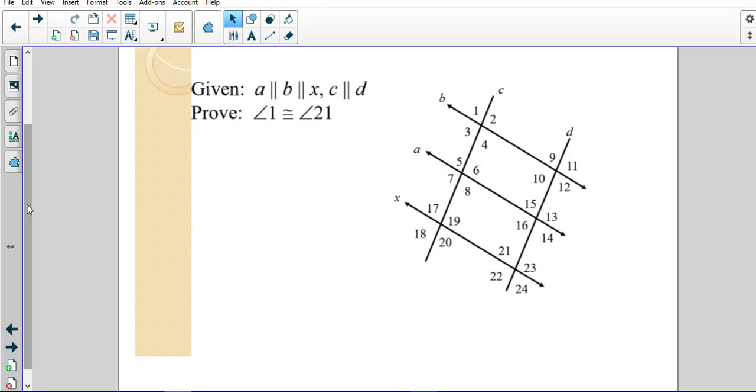And last but not least, I need to tie now 1 directly to 21. And I say angle 1 is congruent to angle 21 by the substitution property. 1 to 17, 17 to 21, so 1 to 21 I substituted. And that's it. I'm going to erase all this. If you need to write anything more down, just go ahead and hit pause.